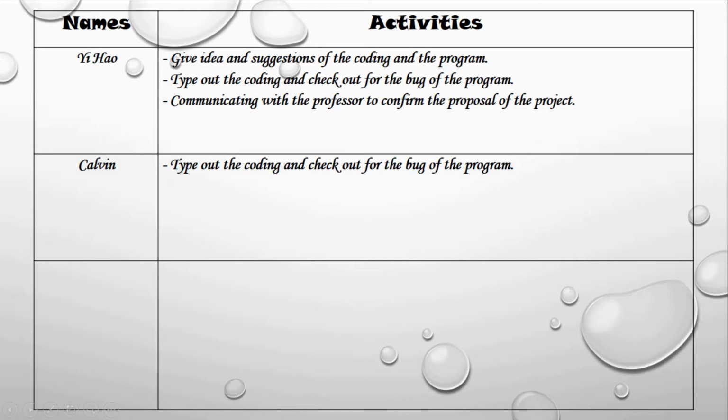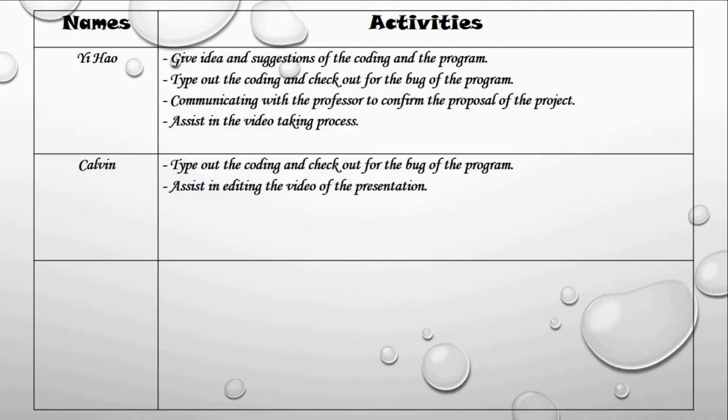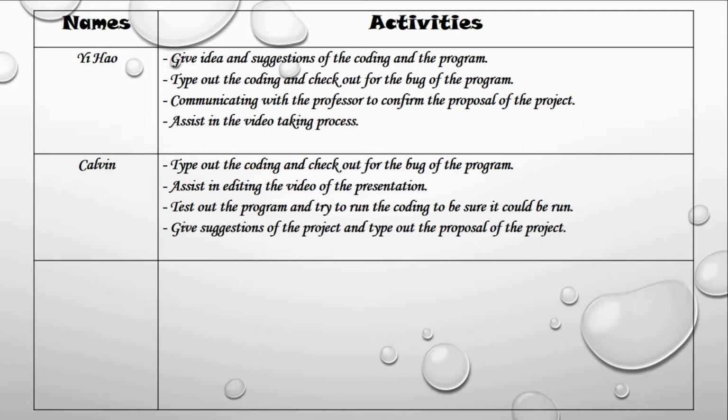Yi Hao also communicates with the professor to confirm the proposal of the project and is present in the video taking process. Meanwhile, Kelvin tests out the program and tries to run the code to be sure it could be run, files suggestions for the project, and types out the proposal of the project too.